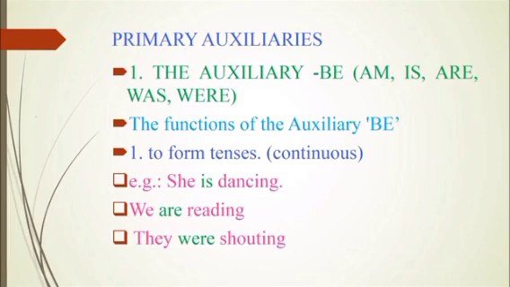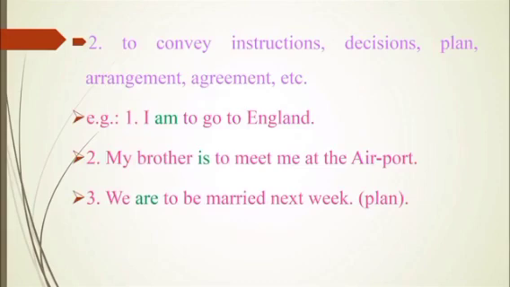The next function is to convey instructions, decisions, plans, arrangements, agreements, etc. Example sentences are I am to go to England. My brother is to meet me at the airport. We are to be married next week. This sentence shows a plan. So in these three sentences, am, is and are are be forms of verbs.